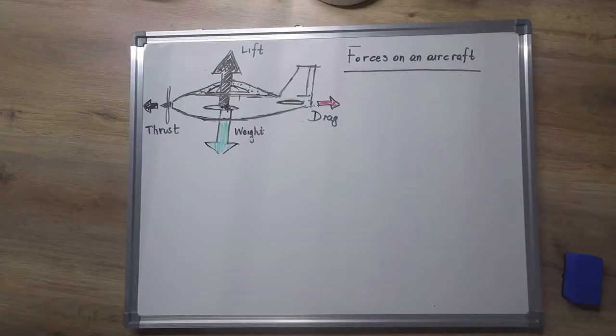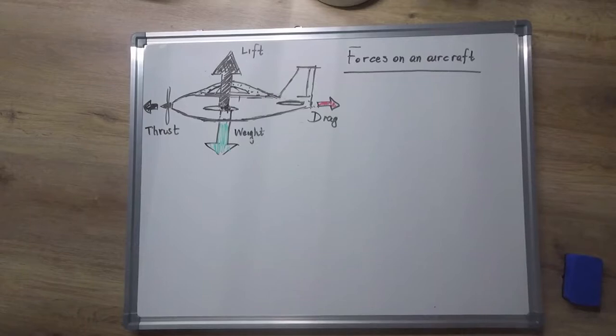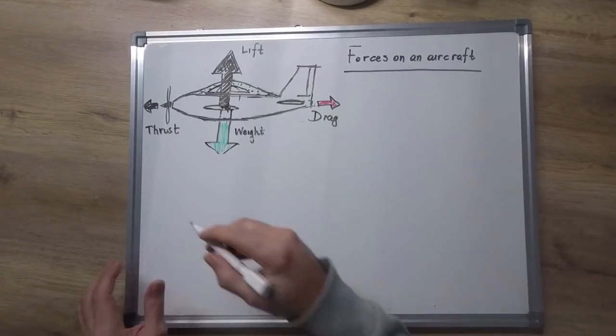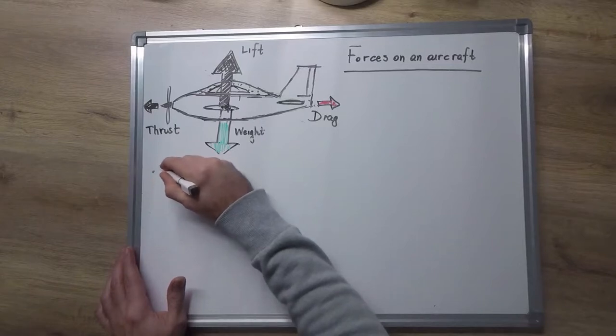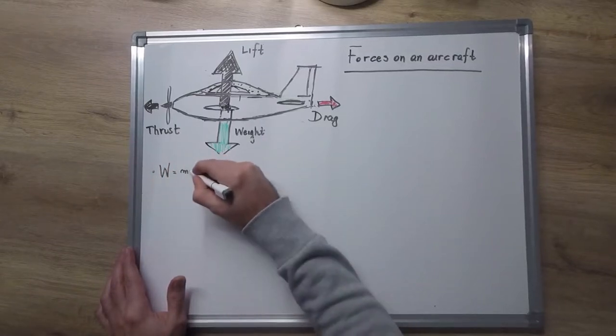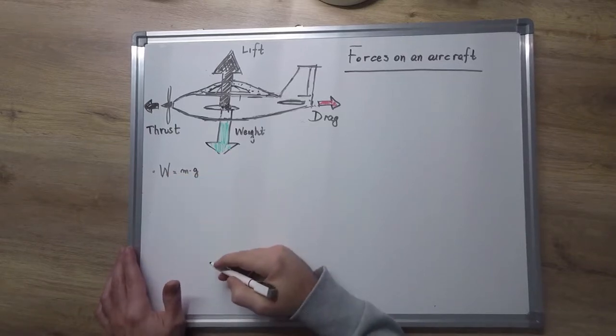So, the first force acting on the airplane is its weight, and it acts on the center of gravity of the airplane and points towards the center of the Earth. The weight of the airplane is its mass multiplied by the acceleration of gravity.